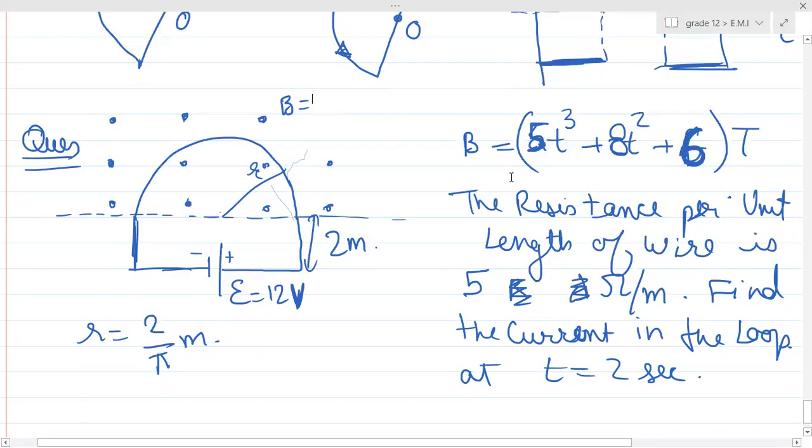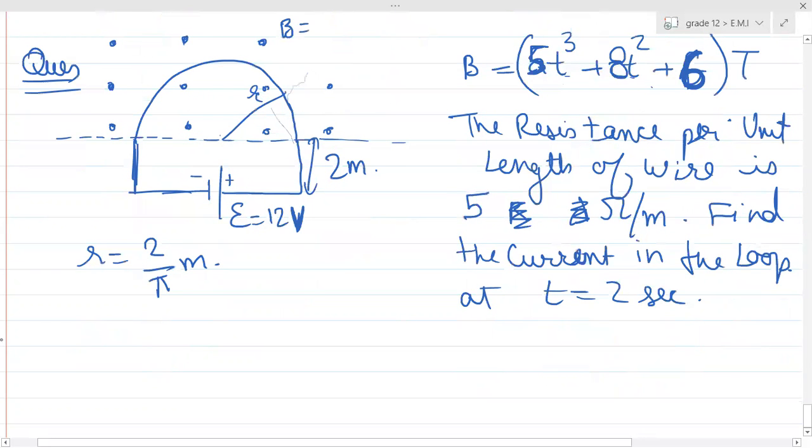Magnetic field is given, right? So this is the question. Can you see the magnetic field is dependent on time? So this is a question on time varying magnetic field. And they are saying the resistance per unit length of the wire is 5 ohm per meter and find the current in the loop. First of all, let's find out what is the resistance of the whole thing.